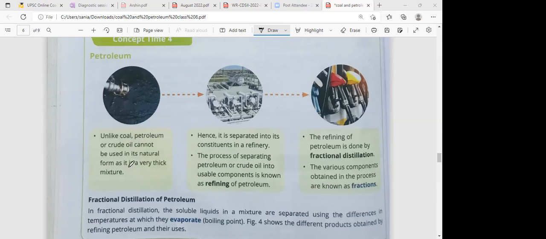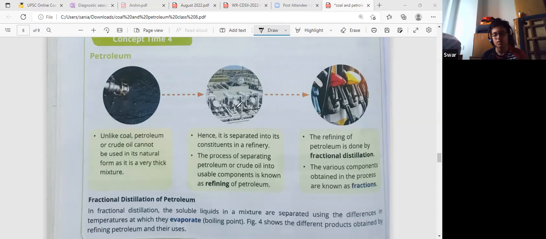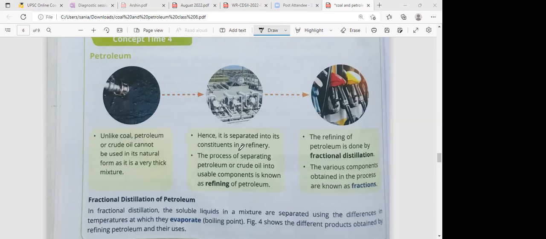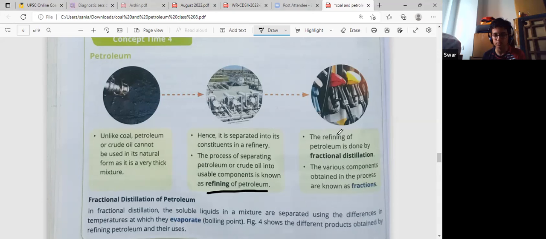So you can get a question like this as well: why can you not use petroleum in its natural form? Next, hence it is separated into constituents in a refinery. These are the mills where petroleum is separated. The process of separating petroleum or crude oil into usable components is known as refining of petroleum. The refining of petroleum is done by fractional distillation.